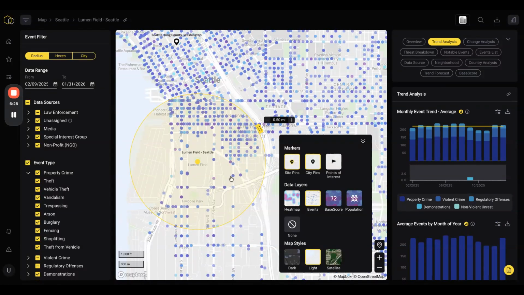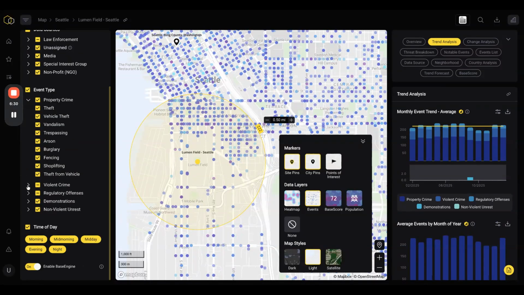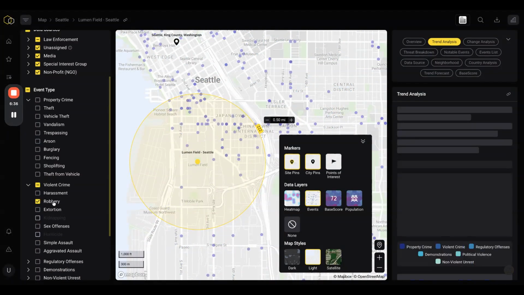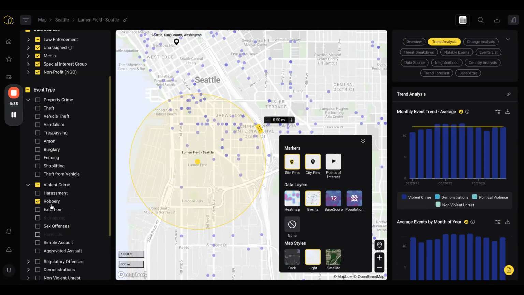Now, as we dial in on threat types, the event view can be really helpful for some of those things that maybe occur less frequently, but you certainly want to know where they're happening in the context of your location. So if we think about robbery, which tends to be more violent in nature, from our hotspots, we can see that a lot of these things happen to the north.